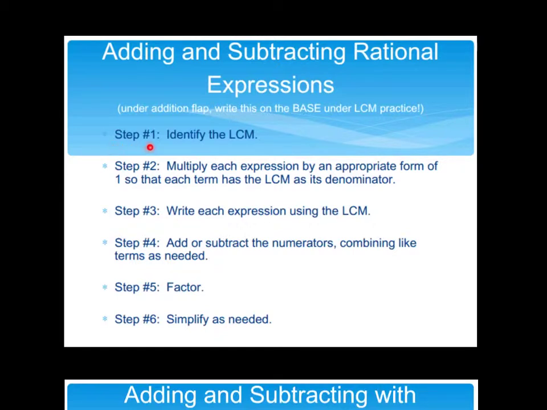So step number 1, we need to identify the least common multiple, the LCM. We need to figure out what that is. So you're only going to be looking at the denominator here, and that is going to dictate what you need to multiply by, essentially. After that, you're going to multiply each expression by an appropriate form of 1.